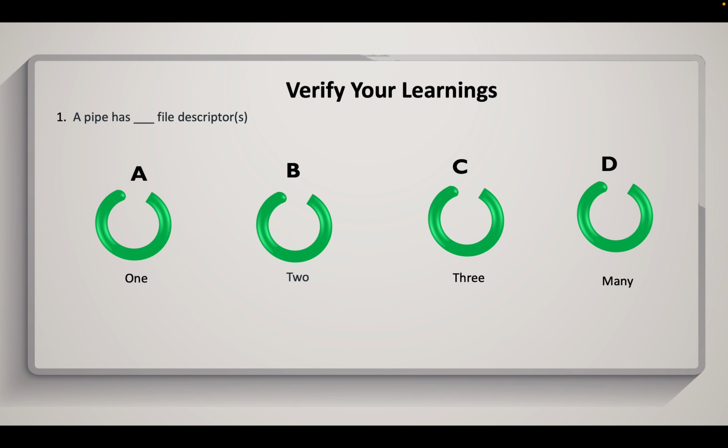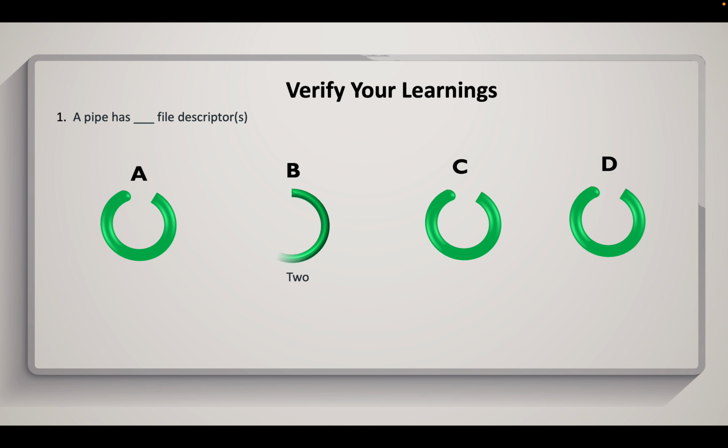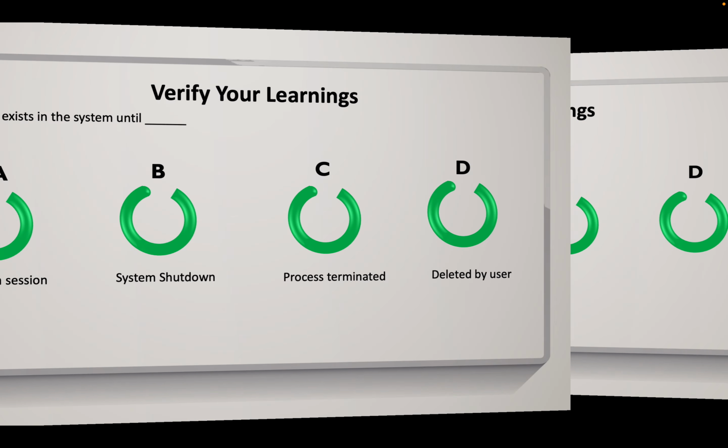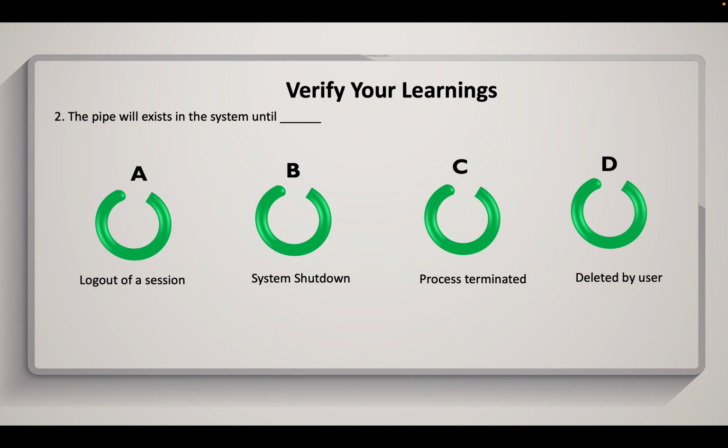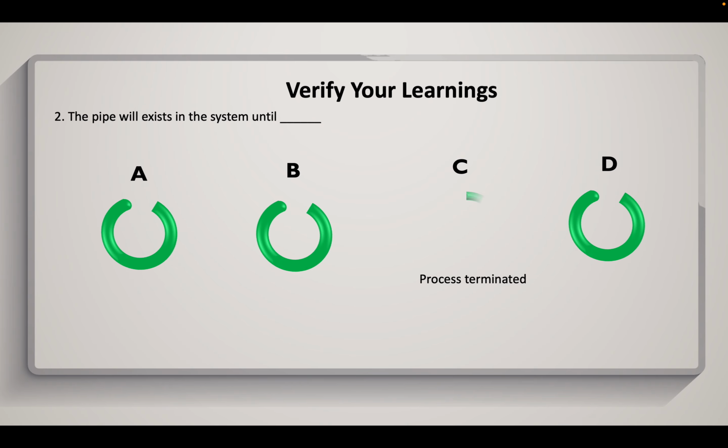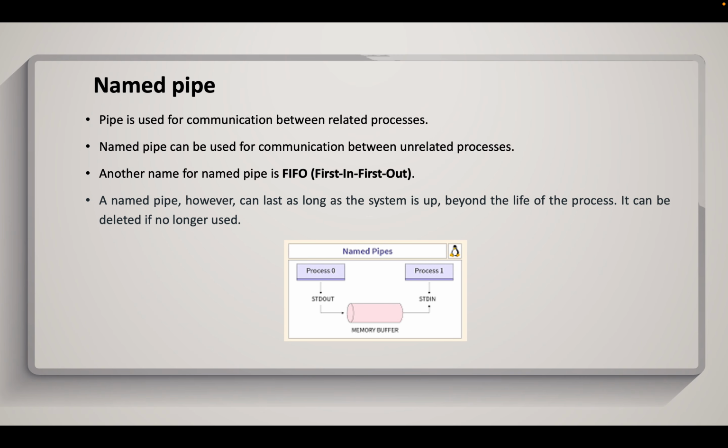Verify your learnings. A pipe has how many file descriptors? The pipe has exactly two file descriptors, P[0] and P[1]. One is for read and another one is for write. The pipe will exist in the system until the process terminates. Once the process terminates, the pipe will be removed.